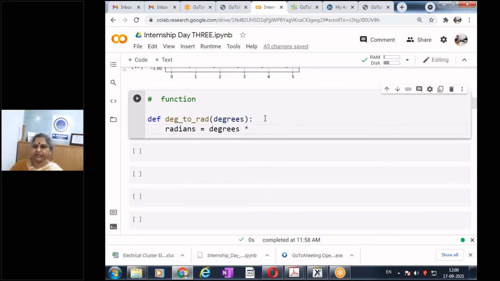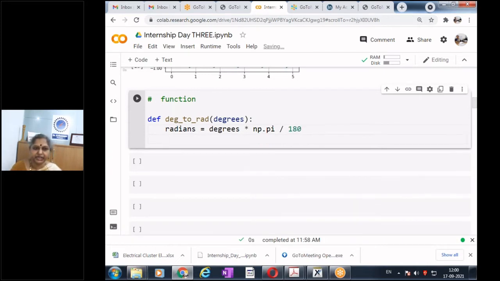What should I multiply it by? I want to write a function which will do a conversion from degrees to radians. So I want to convert degrees to radians. So what should I multiply it by? Yes, pi and divide it by 180. Good. So I divide by 180.